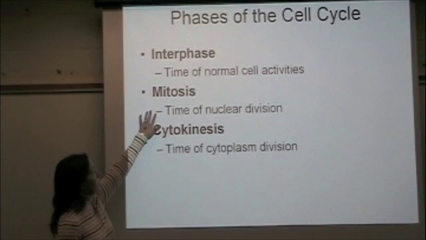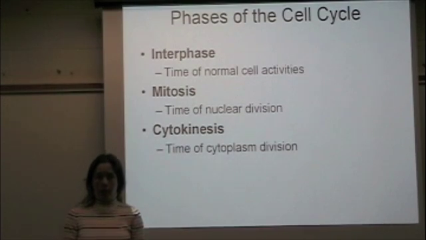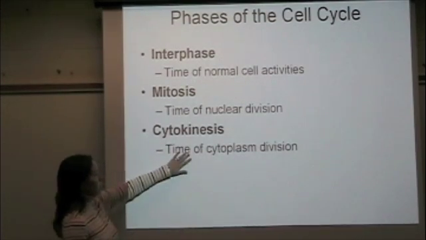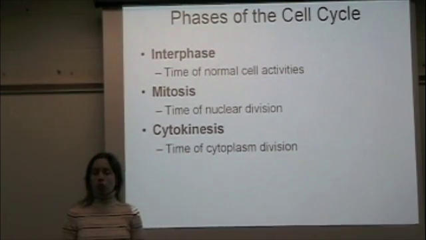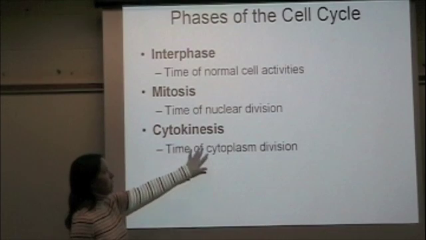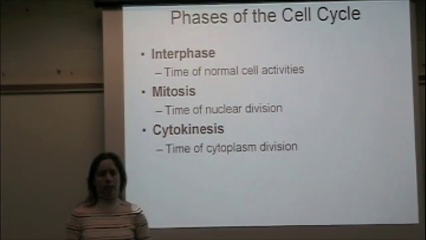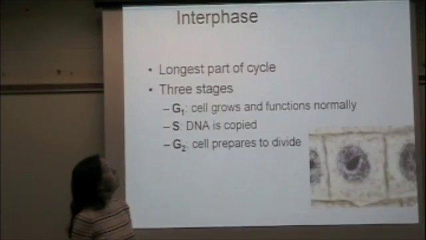Mitosis particularly is the time of nuclear division. The DNA is going to split and divide, and then cytokinesis occurs after mitosis. Sometimes there's a little bit of overlap between the end of mitosis and the beginning of cytokinesis, and once the nucleus divides, then the cytoplasm divides. So let's start by looking at interphase.